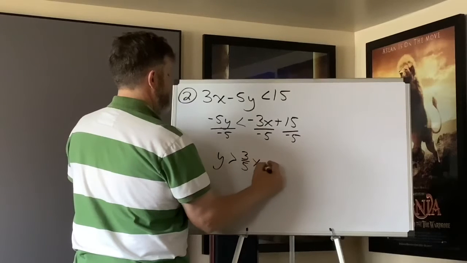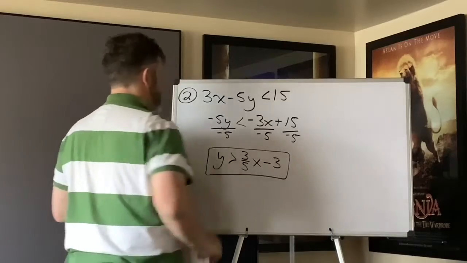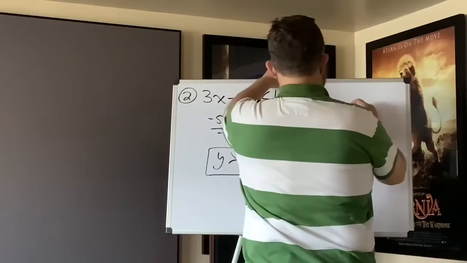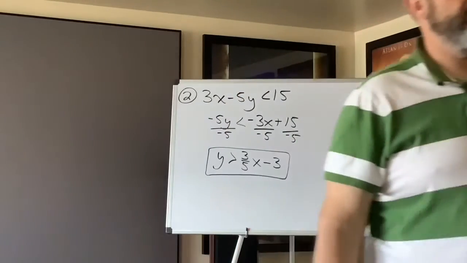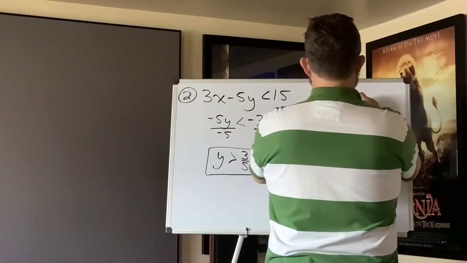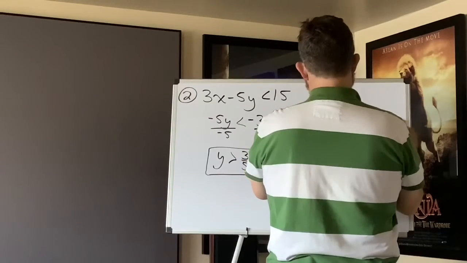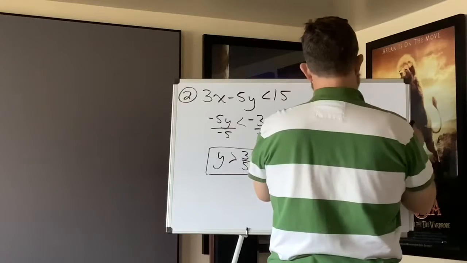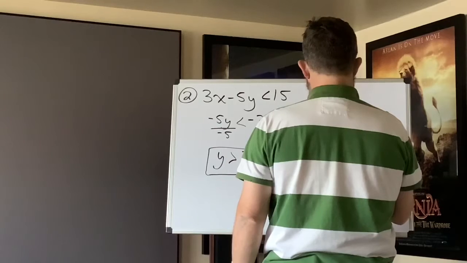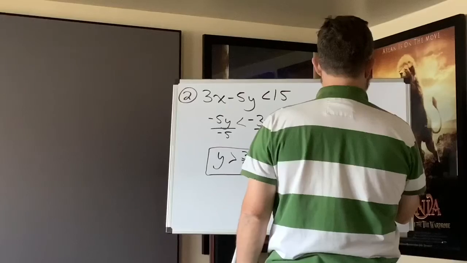3/5 x minus 3. Okay? Now, from there, I come over here. Okay, and I'm going to graph this sucker. I do have a ruler here. Okay, 1, 2, 3, and then I'm going up 3, 1, 2, 3, 1, 2, 3, 4, 5.